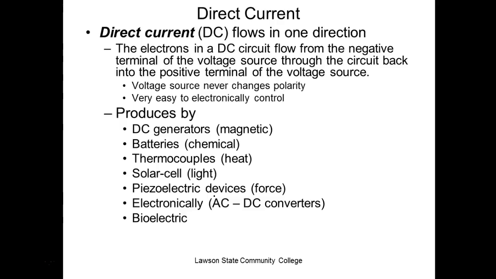DC is produced by DC generators and by batteries. DC generators do it through magnetics. Batteries do it chemically. Thermocouples do it through heat. Solar cells do it through light. Piezoelectric devices do it through force. We can do it electronically using AC to DC converters, which is exactly what your automobile has in it, right? You understand that? And then we can do it bioelectrically.